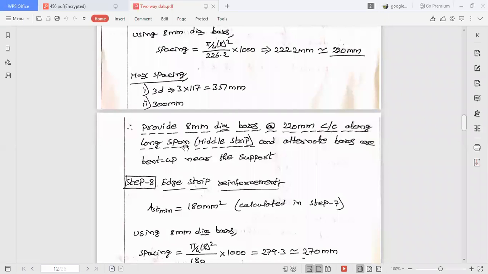And where to provide this? In the middle strip only. All these are main steel itself. And alternate bar should be bent up. Even in Y direction, we should bend. In a one way slab, in Y direction we are not providing main steel, we are providing distribution steel that will not be bent up. Only main steel will be subjected to bent up, alternate bars bent up.